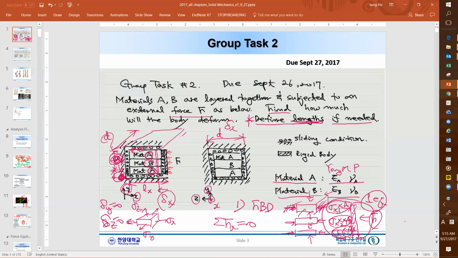You understand what is a delta z? Delta z is expansion. There will be no delta x. So this delta x1, delta x2, and delta x3, they will be all 0, right?